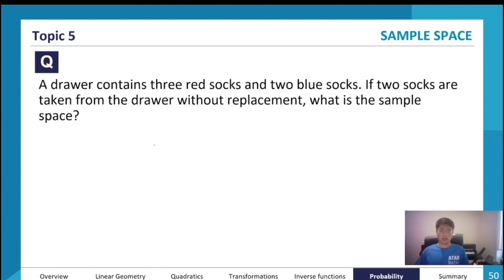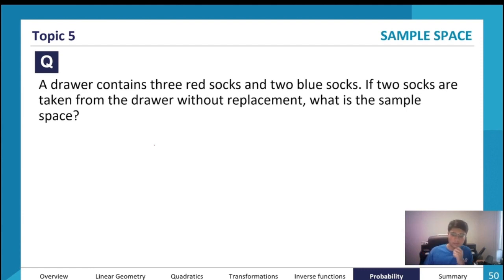The first thing that could happen is we reach in and pull out a red sock, and then we reach in again and pull out another red sock. Now we've picked out 2 socks, the experiment is over. That's an outcome: we pick 2 red socks. The second outcome is we pick out a red sock and then a blue sock. Same logic applies to the other two possible outcomes: either we pick out a blue sock and then a red sock, or we pick out 2 blue socks.